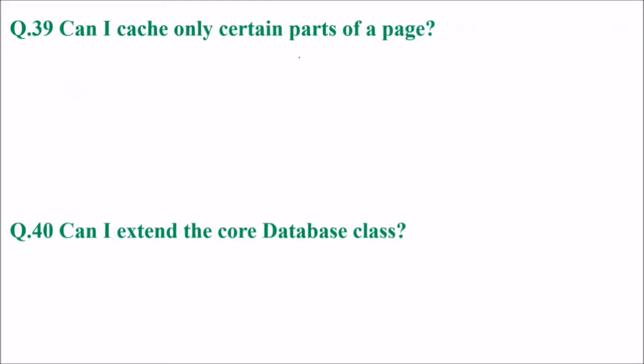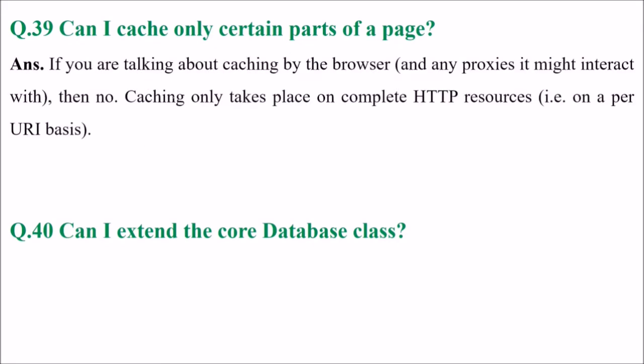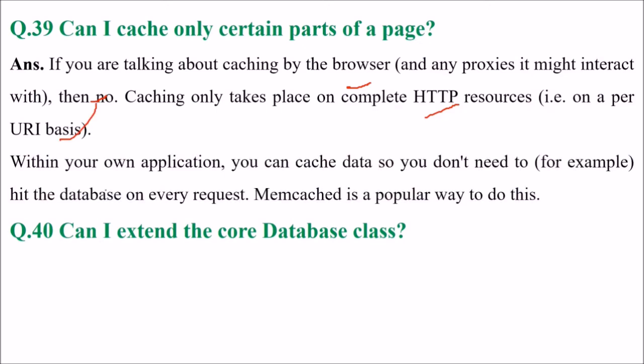Can I cache only certain parts of a page? You can answer like this. If you're talking about caching by the browser and any proxies it might interact with, then the answer would be no. Caching only takes place on complete HTTP resources, that is on a per URI basis. Within your own application, you can cache data, so you don't need to, for instance, hit the database on every request. You have Memcached, which is a popular way to do this.